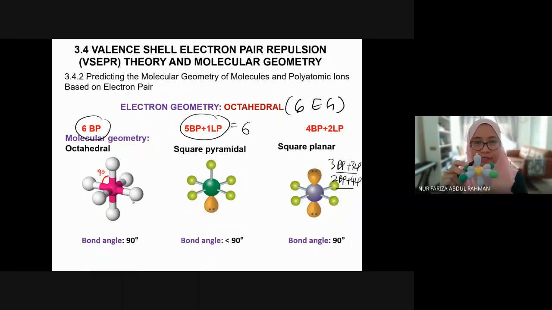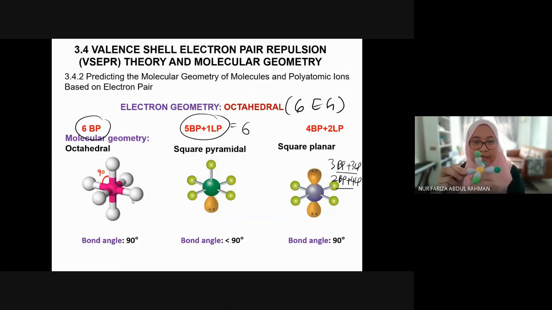Okay, so the electron geometry is still octahedral. Even though it has one lone pair and 5 bonding pairs, in total we still have 6 electron groups. So for the molecular geometry, I want to follow the picture. I would remove the one at the bottom here. So the molecular geometry will be called square pyramidal.